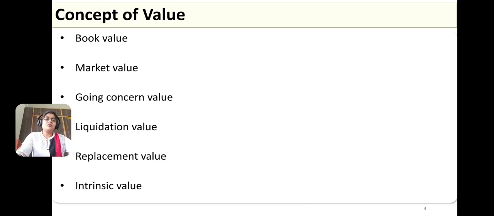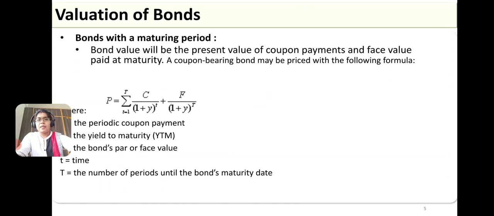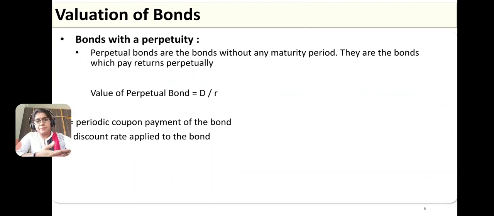Then coming to the valuation of bonds. So how do we value the bonds? We can broadly categorize the bonds or securities into two categories. First one, bonds with a maturity period. The second one, bonds which are perpetual or perpetuity bonds.